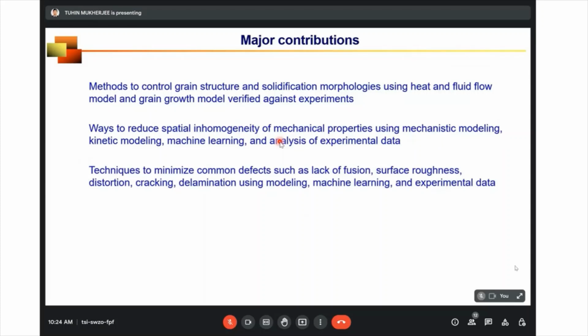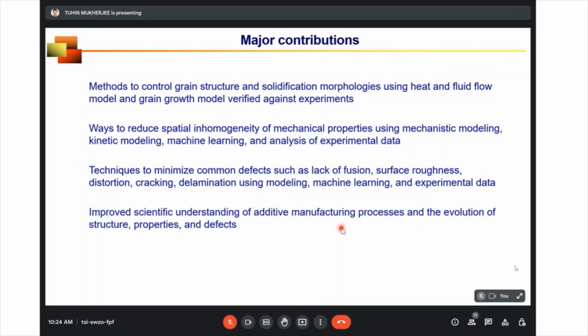It can minimize common defects like lack of fusion, surface roughness, distortion, and so on, so that our product does not need to undergo expensive, time-consuming post-processing, and we can make the desired part in one go. That is the way to reduce the cost of additive manufacturing and improve its market penetration. But the most important thing is that this can provide us improved scientific understanding of an emerging process, and the scientific understanding of evolution of structure, properties, and defects that cannot be obtained easily and economically in any other way.